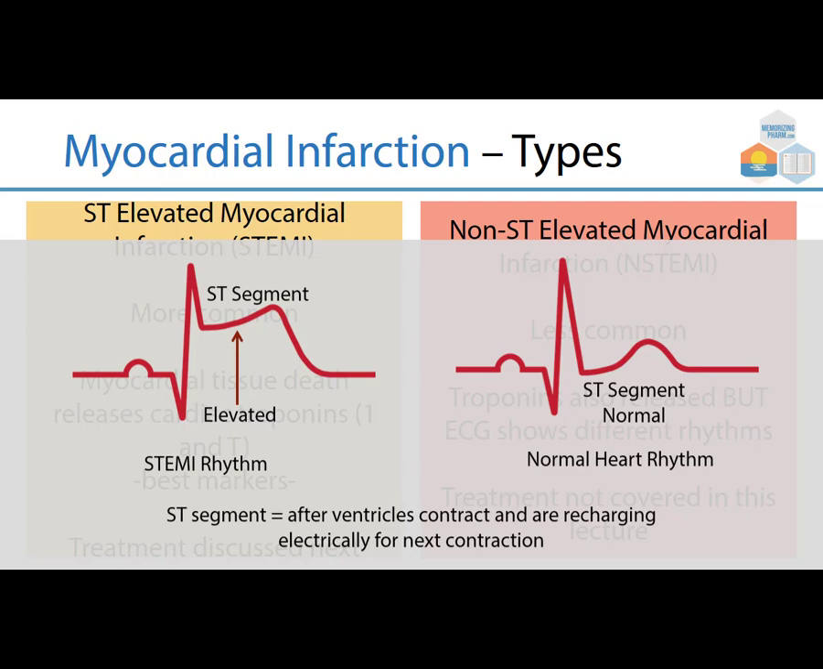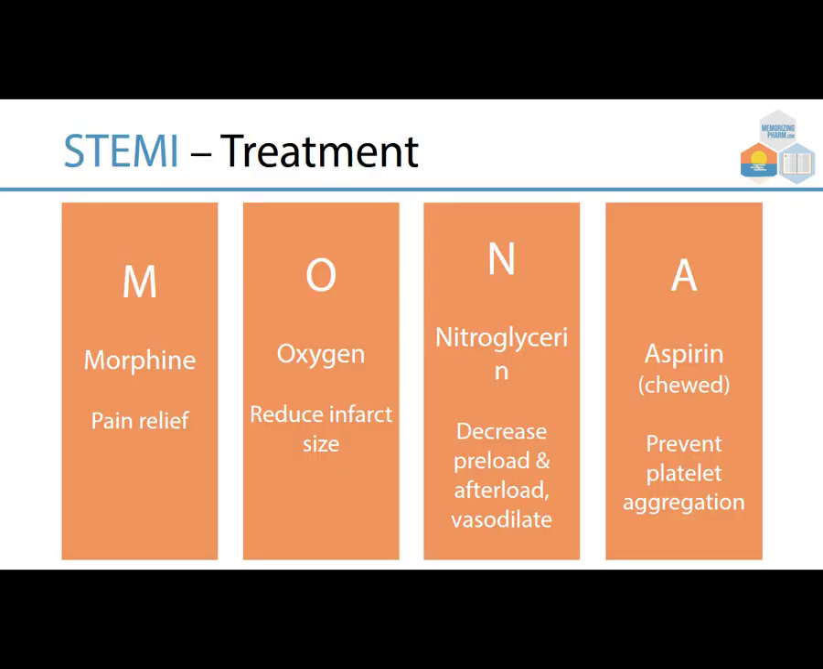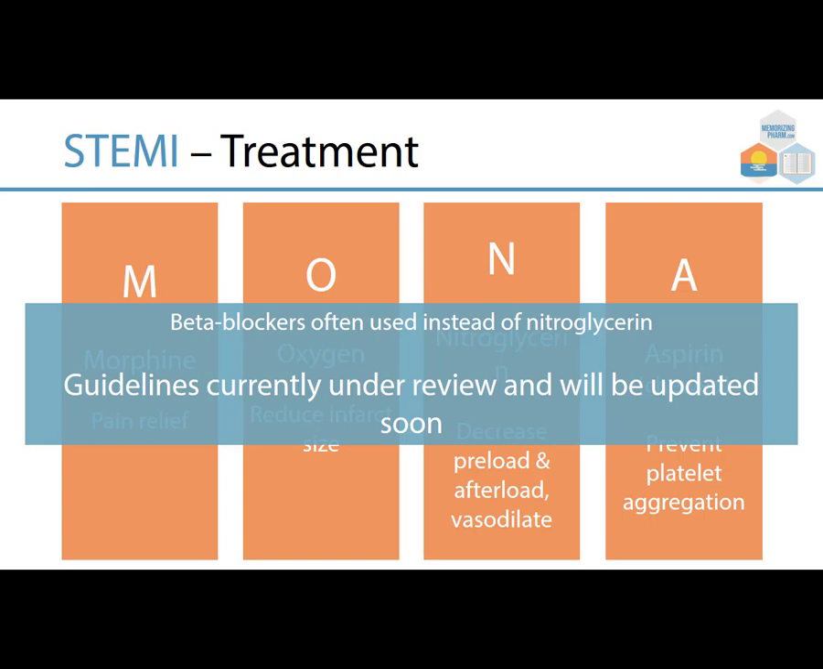So what do we do to treat an MI? Well, we used to have this acronym called MONA, where you have morphine for pain relief, oxygen to reduce the infarct size, nitroglycerin to decrease preload and afterload and to vasodilate, and then aspirin to be chewed to prevent platelet aggregation. But the guidelines are currently under review. They're going to be updated soon. But often beta blockers are used instead of nitroglycerin, slow down the heart, allow it to fill, because one of the responses of the heart is to start beating very fast because it's noticing that it's not getting oxygen to itself.